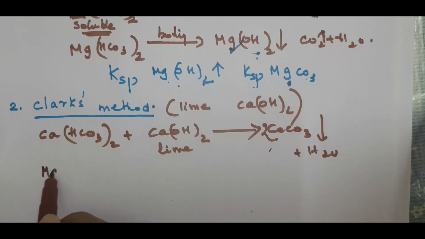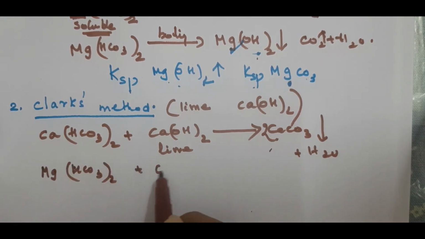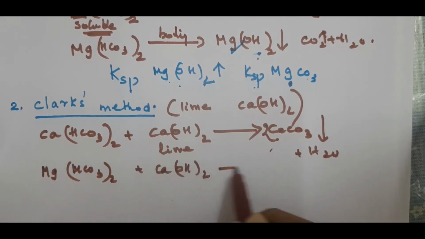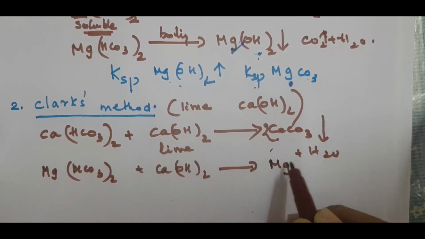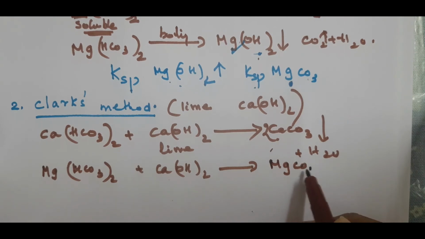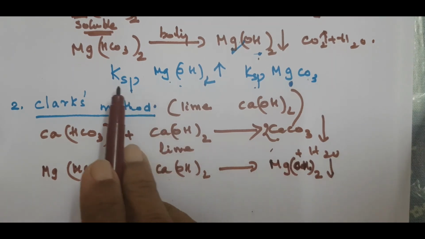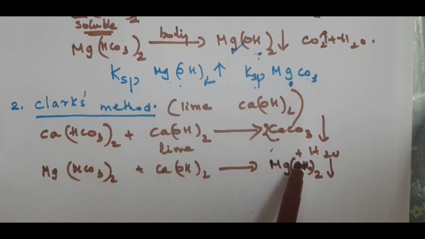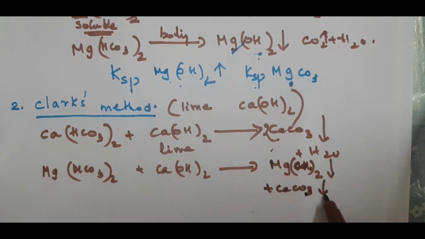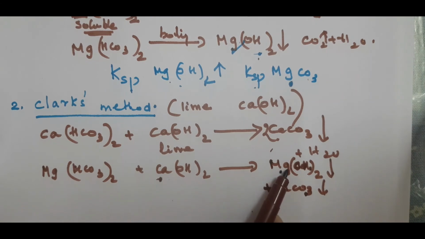In the same way, we can write the equation for magnesium bicarbonate also. See, magnesium bicarbonate plus calcium hydroxide, the lime. Here, magnesium hydroxide is precipitated. You know why. Now the reason: because the solubility product of magnesium hydroxide is low. Also in this case calcium carbonate is precipitated. Both are getting precipitated because calcium is also there, and the magnesium precipitates as magnesium hydroxide and not magnesium carbonate.